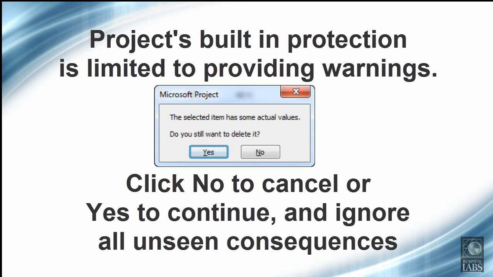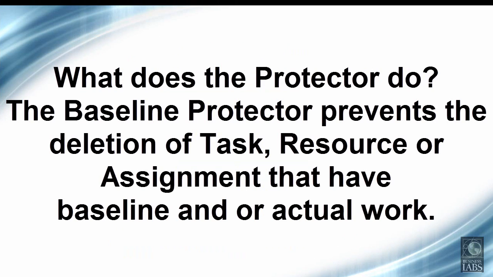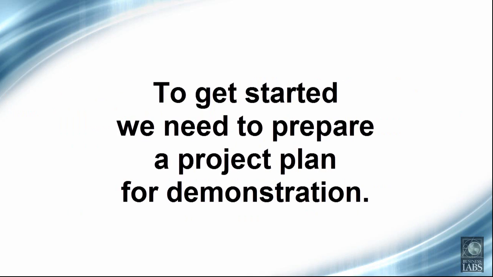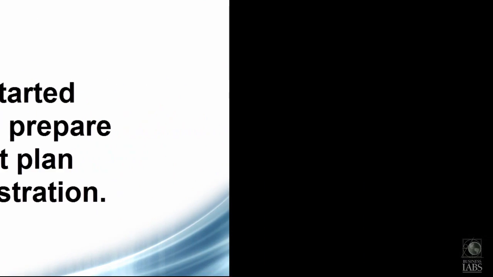The built-in protection of baseline and actual data is very weak in Project. You only get a warning when deleting actual work data, and no warning is provided for deletion of baseline data. Our Baseline Protector prevents the deletion of a task, resource, or assignment if baseline work or actual work is present. The best way to show you the impact of these changes is by a demonstration.